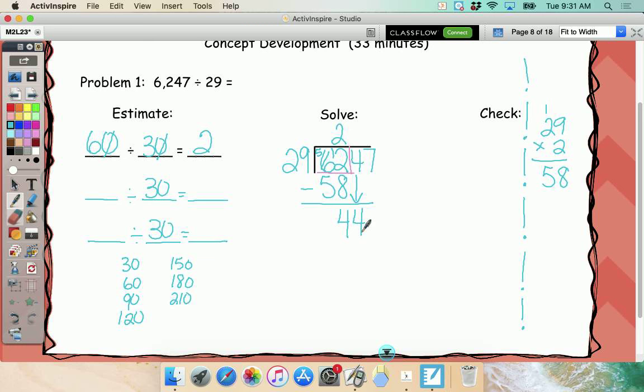Now this is where, you know, this estimation line, what number's closest to 44 without going over? 30. So I'm going to try a 1, correct? Yes. And I can go ahead and write the 1 on top if I want. I can also write it over here. If that helps me, just do it. What we did yesterday, some kids accidentally wrote a 30 here. Remember, you have to use the actual divisor.